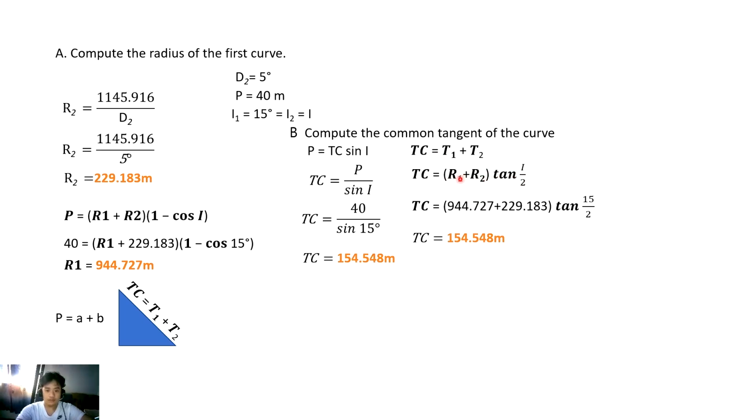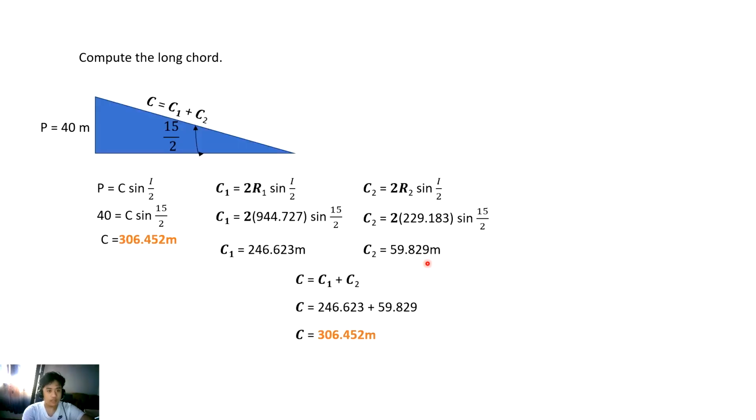So, substitute natin yung given. So, 944.727 plus 229.183 times tangent 15 degree, which is itong I over 2. So, makakuha natin ay 154.548. So, makikita natin na itong dalawa ay same lang. So, tama yung computation natin.